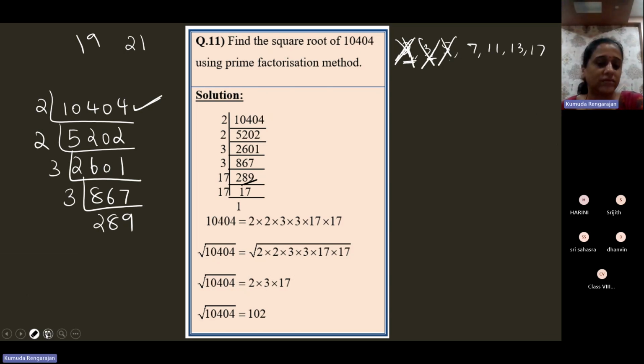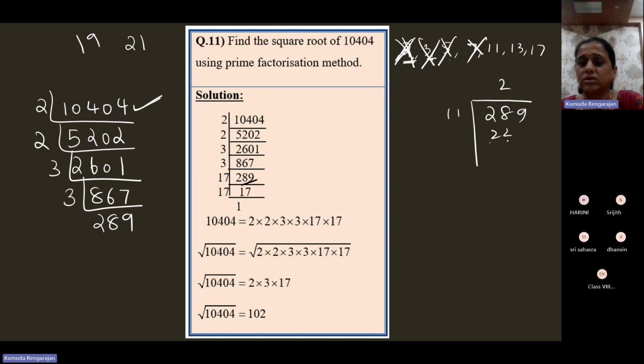It's not divisible by 7, so 7 is also gone. Then 11. If you know the test of divisibility for 11, you can use it. Otherwise, you divide. You can do this faster. 289 and 11: 11 2s are 22, 6 is the remainder, 9 comes down. 11 6s are 66. No, it's not divisible. So the number is not divisible by 11.